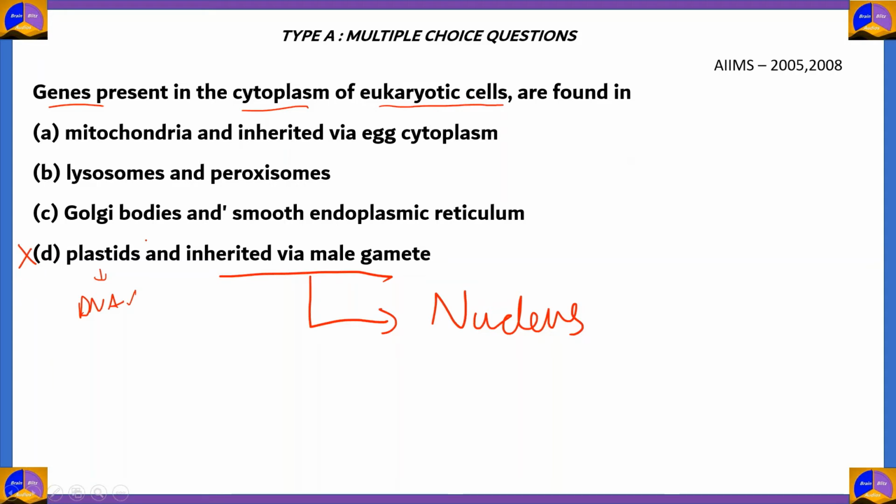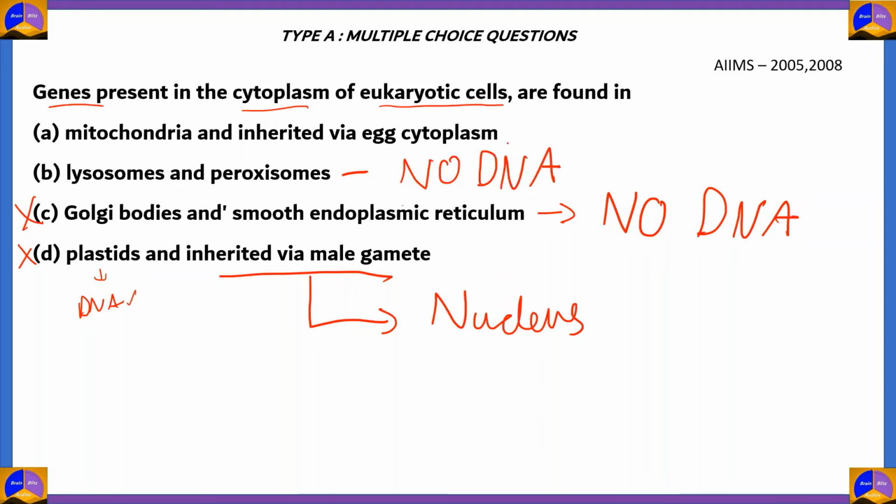What about option C, Golgi bodies and smooth endoplasmic reticulum? Both of these have no DNA. And since they have no DNA, they have no genes. So therefore, option C is incorrect. What about option B, lysosomes and peroxisomes? Again, both of these have no DNA. So therefore, option B is incorrect. The right answer is option A, mitochondria and inherited via egg cytoplasm. Mitochondria is self-replicating and it has 70S ribosomes and its own DNA.